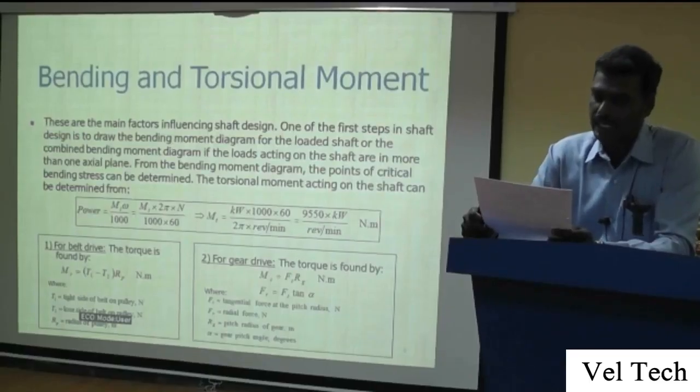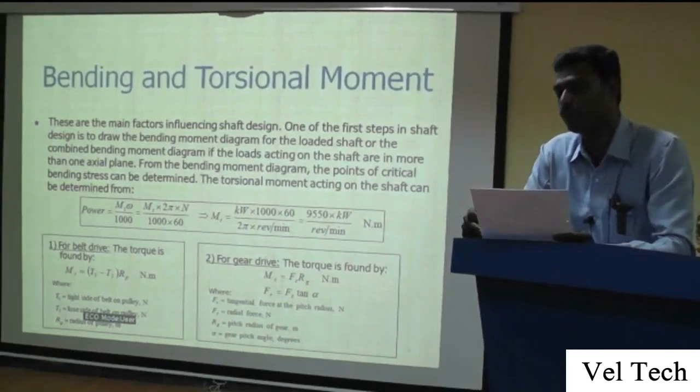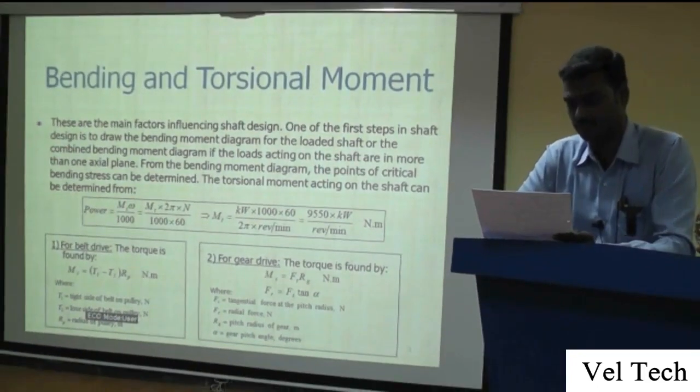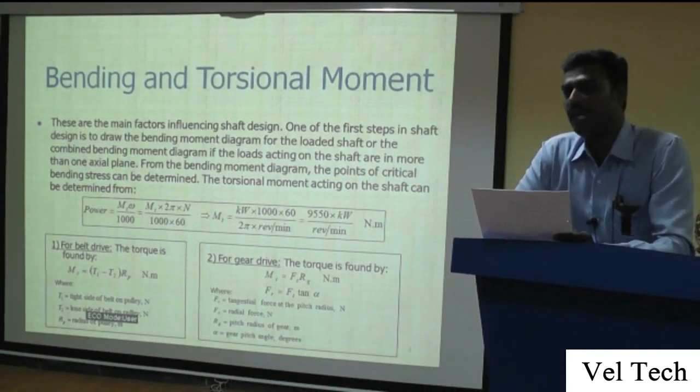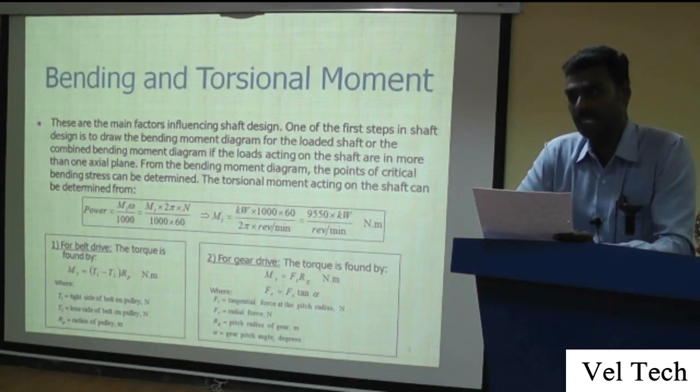If other machine elements like pulleys are mounted on the shaft, we have to use this formula to find out the torque. Mt is equal to T1 minus T2 into RP. It is usually expressed in Newton meter. The basic unit is Newton meter. Next case, if gears are mounted on the shaft, what equation do I have to use?